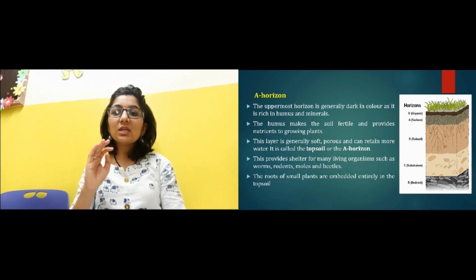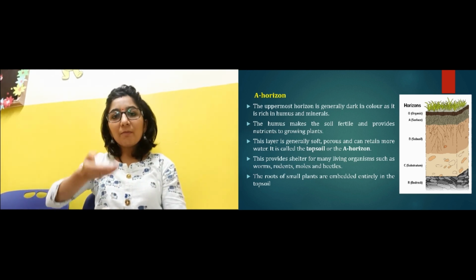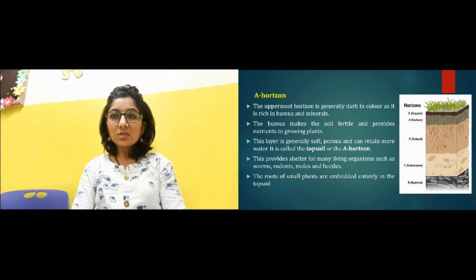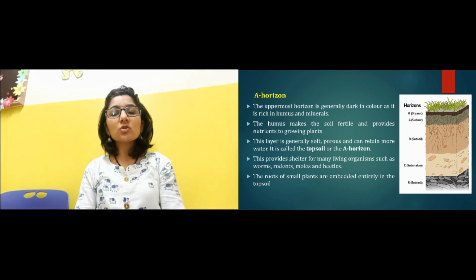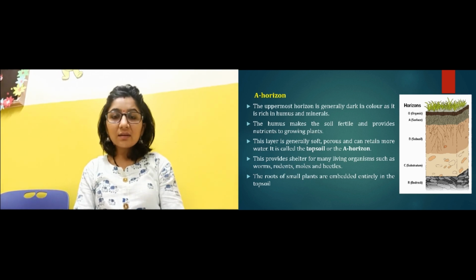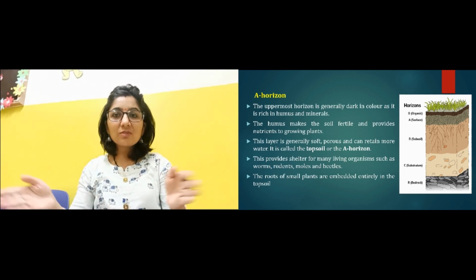The first one is the A horizon, the very upward horizon, the uppermost horizon, which is generally dark in color. It is the surface soil that we see, and it is very rich in humus, which is organic material, and in minerals. That is why plants can grow there: it has humus and minerals which are needed by plants. The roots spread in this area.